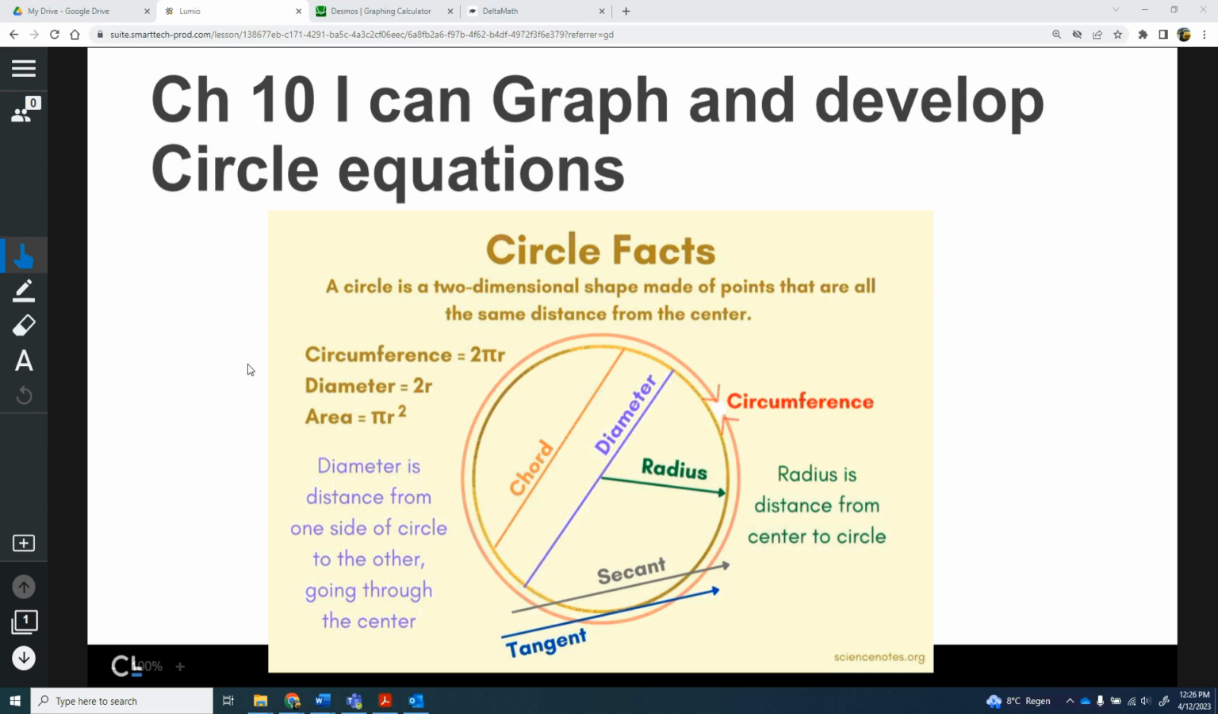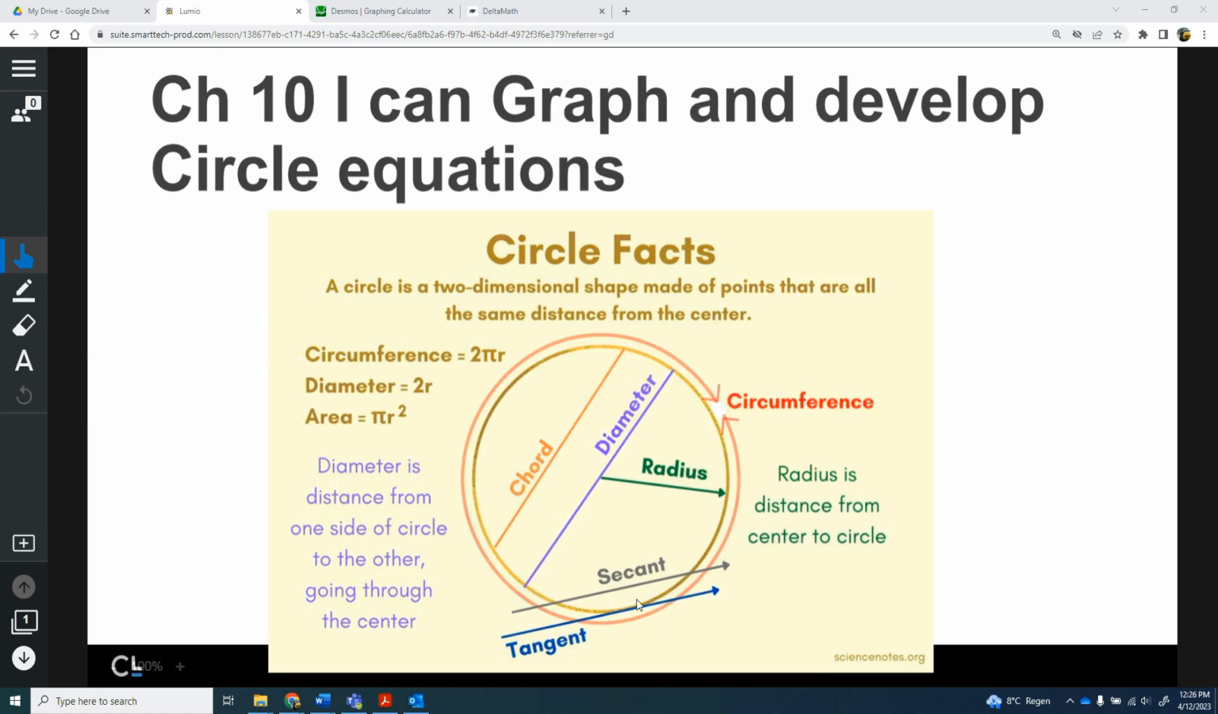Welcome to our standard where we're going to learn about graphing and developing circle equations. So I've got this graphic, not in your book, but just to talk about some of the stuff about circles. Our circumference goes all the way around. Circumference is 2 pi r or pi d. Diameter goes all the way across, which is the same as 2 radius.